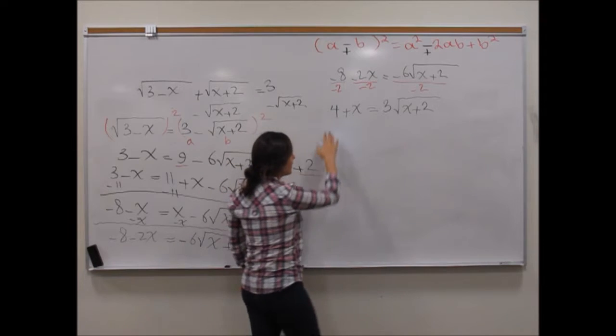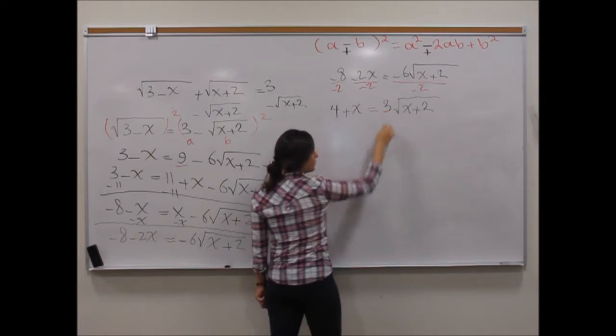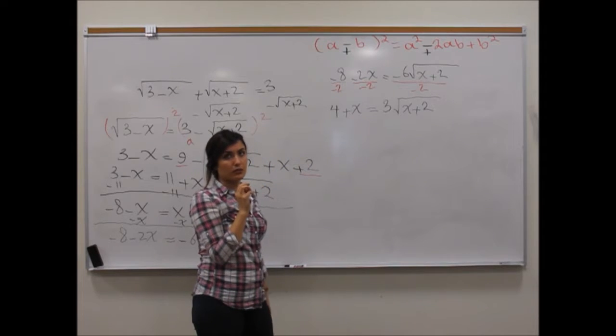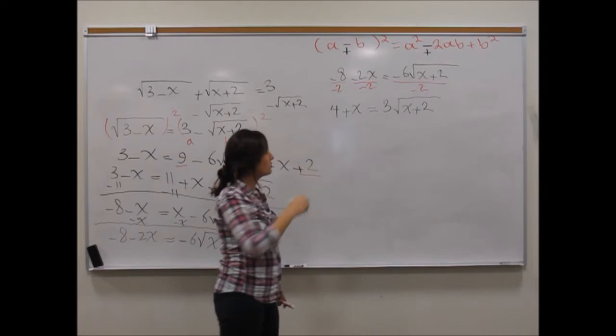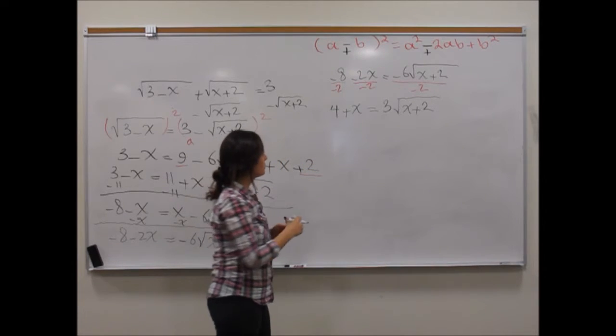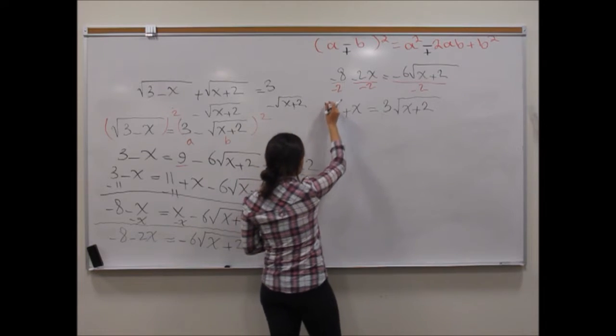You can also divide both sides by 3, so that you get rid of this 3 and have the radical isolated. But I'm going to just try to square both sides now.